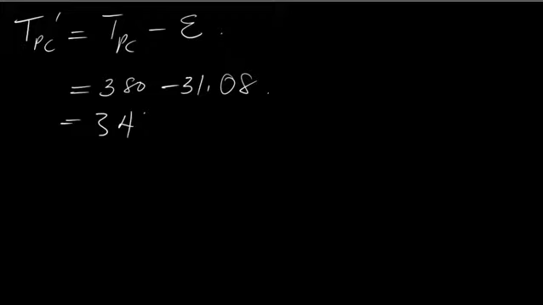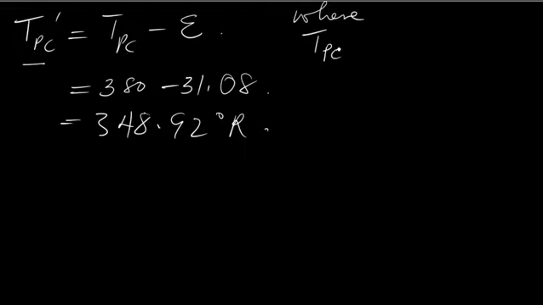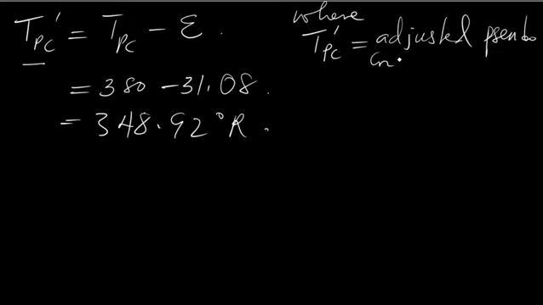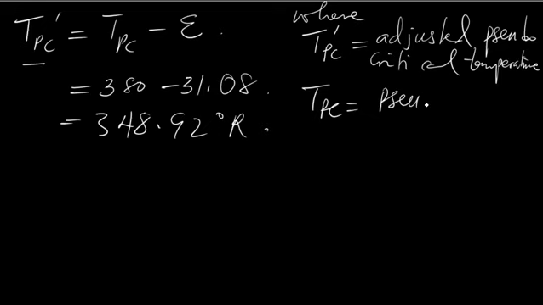Is it 348? Sorry, 348.92 degrees Rankine. So now we have gotten this. Then now we are looking for this value, where, let me just write it here, from this formula, T'pc in this is the adjusted pseudo-critical temperature, while this is the pseudo-critical temperature.